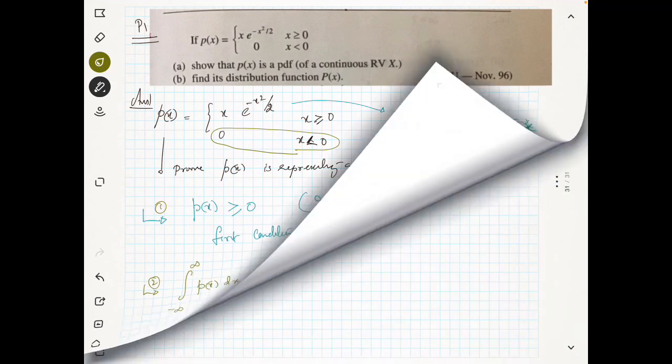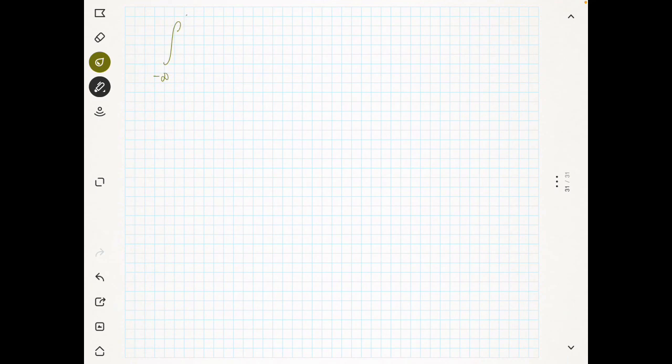So the integral, not from minus infinity but now only from 0 to infinity, of p of x, which is x into e power minus x square by 2 dx. Now I want to integrate this. For that I will introduce a new variable: t is equal to x square by 2. Then what is dt? dt is equal to 2x dx by 2, that means it is nothing but x into dx.